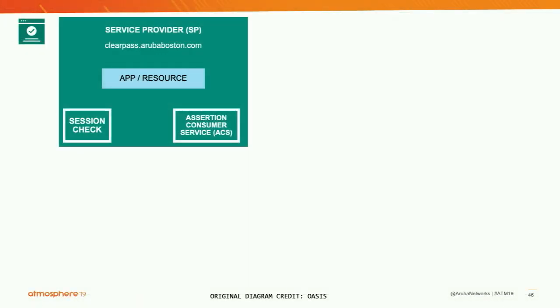I shamelessly stole this from the people who wrote SAML because it's just easier than trying to recreate something, which ends up being the same thing at the end of the day. So I just animated it. Essentially what we just saw, the service provider, clearpass.arubaboston.com, is the resource I'm trying to access. There are different components in ClearPass that can have different configurations, but let's assume all of ClearPass is protected by Azure AD in this case.